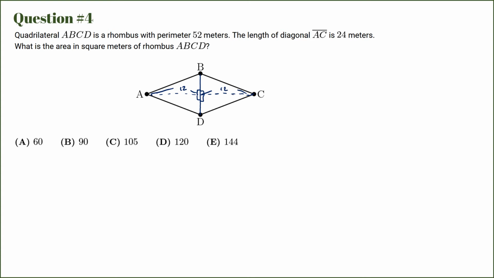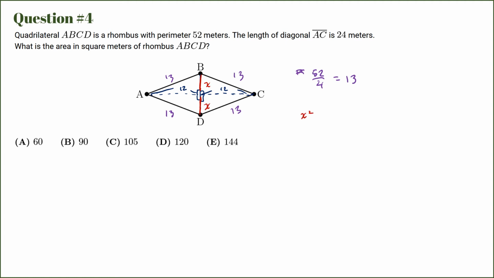We also know that each side of this rhombus is the same. So we know that AB and BC and CD and AD all equal 52 over 4, and 52 over 4 equals 13. So 13, 13, 13, 13. Now using the Pythagorean theorem, we can find this length and this length. Let's denote both of those lengths x. So x and x. So BD equals 2x.